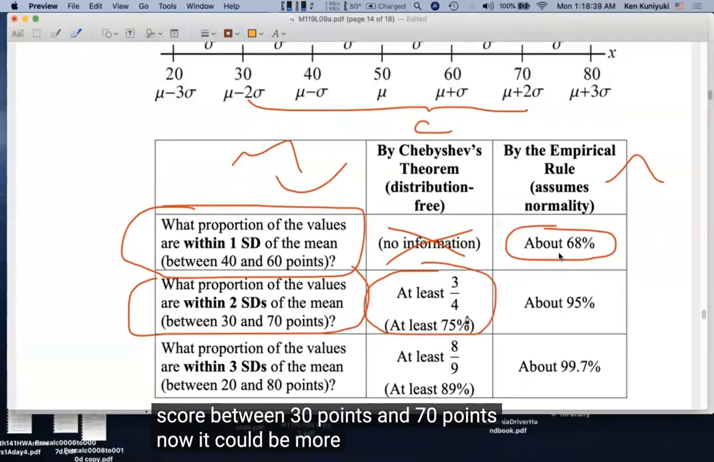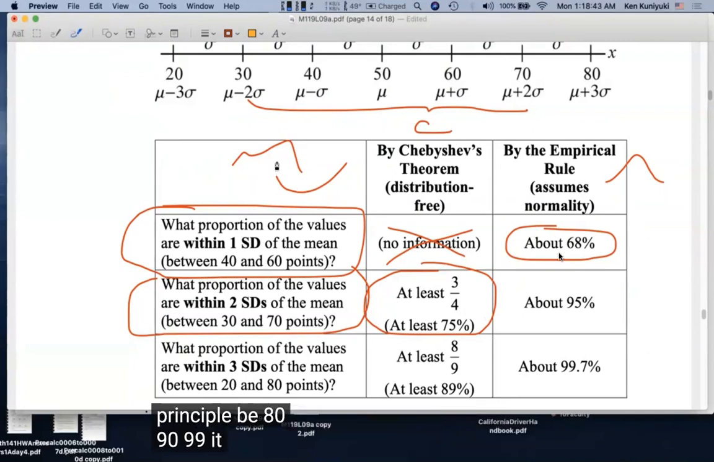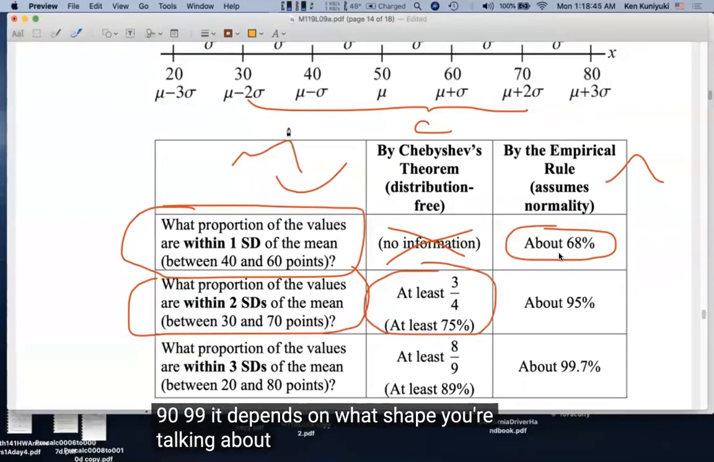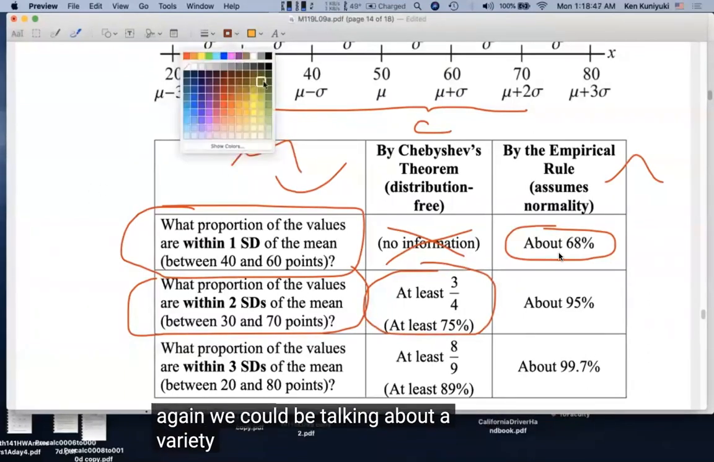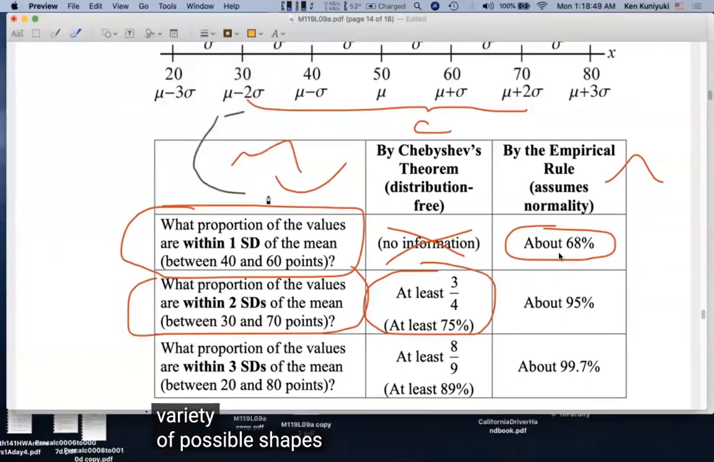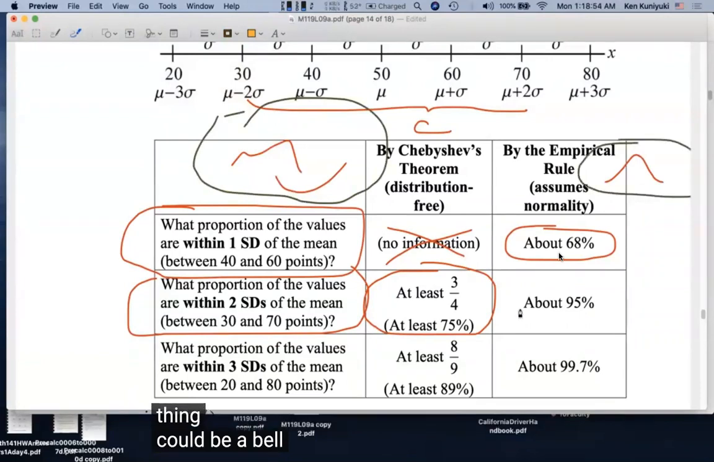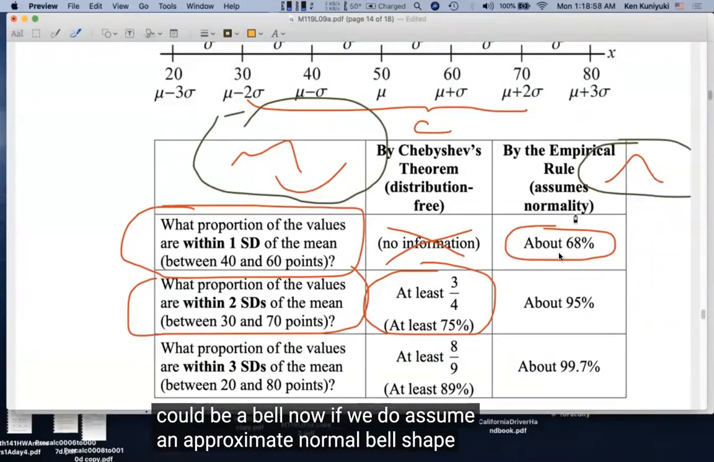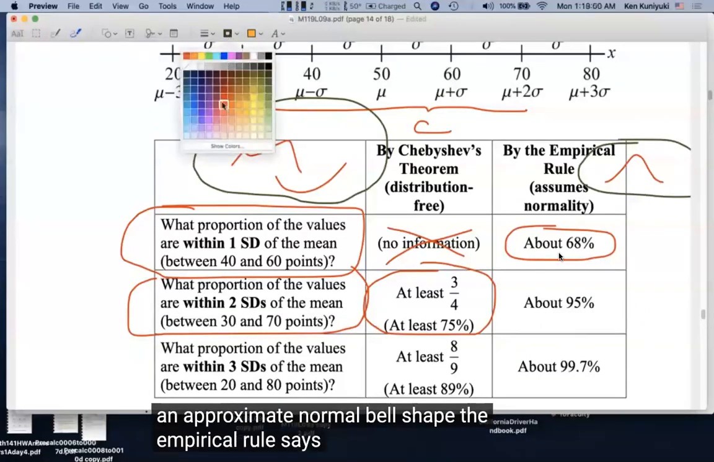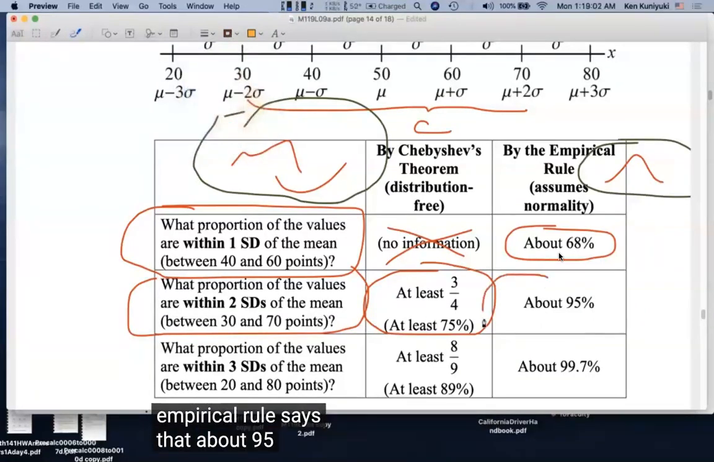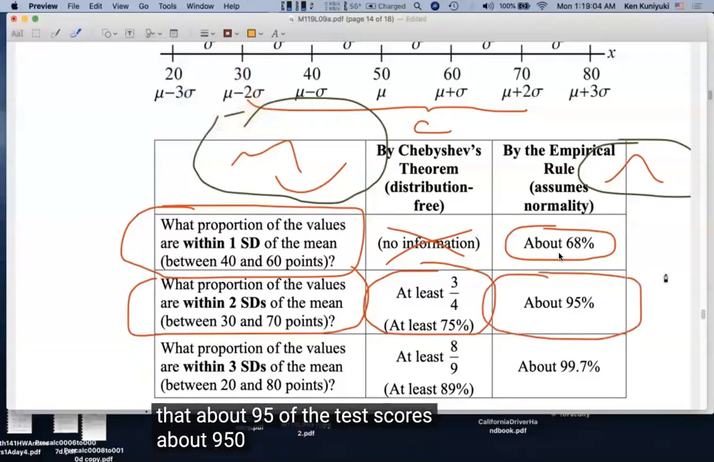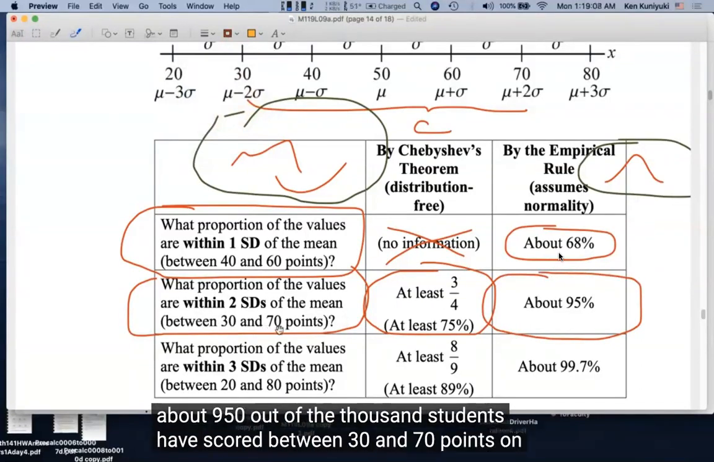Now, it could be more. It could, in principle, be 80%, 90%, 99%. It depends on what shape you're talking about. Again, we could be talking about a variety of possible shapes: bimodal, this U thing, could be a bell. Now, if we do assume an approximate normal bell shape, the empirical rule says that about 95% of the test scores, about 950 out of the 1,000 students, have scored between 30 and 70 points on the exam.